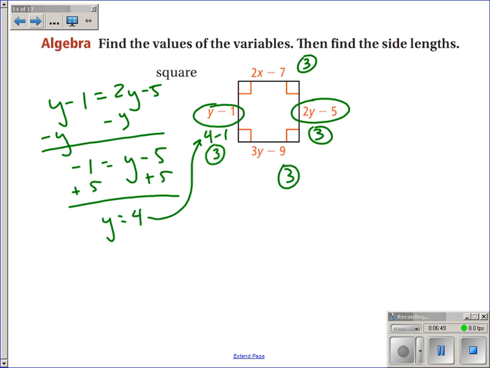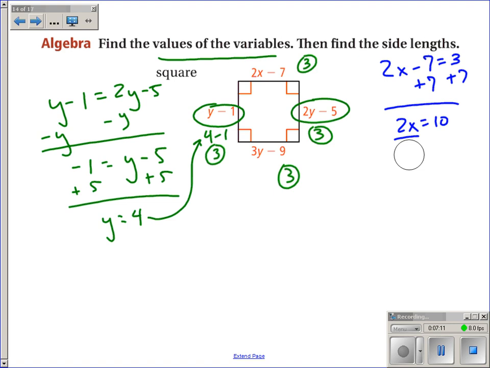Okay. Now it also asks us to find the values of each of the variables. So I'll go back to find x by putting 2x minus 7 equal to 3, which gives a little backwards, but we need to find the value of x, so we'll do it. Add 7 to both sides. 2x is equal to 10. Divide by 2. X is equal to 5.